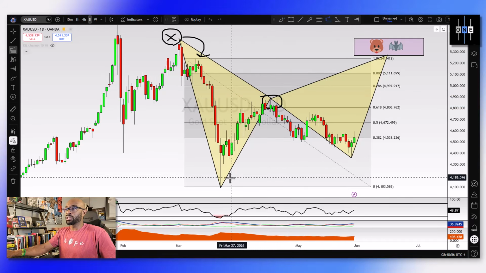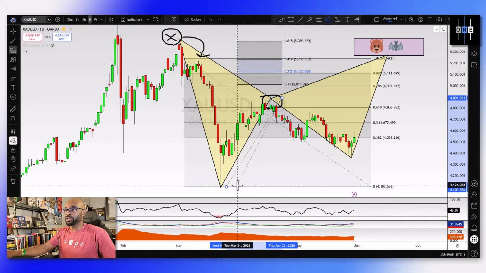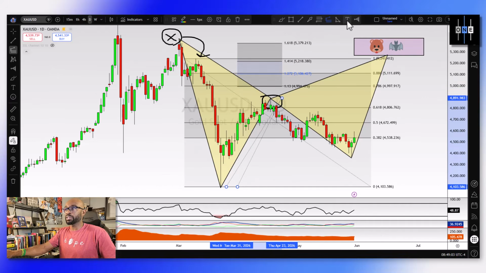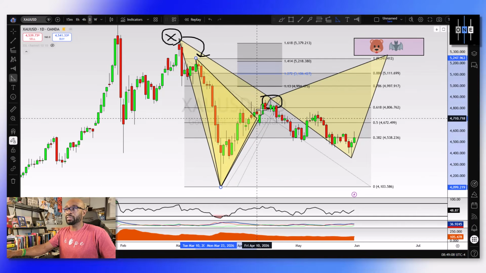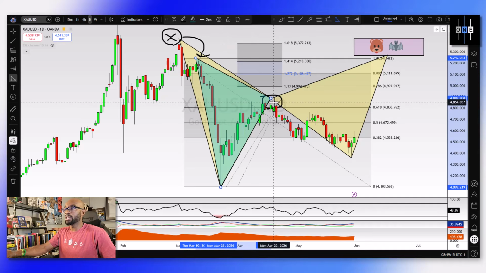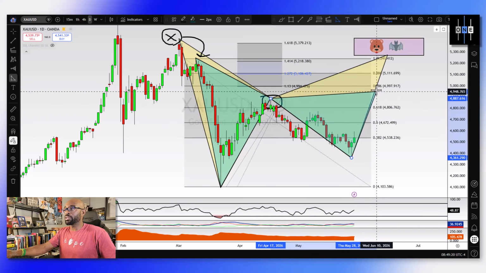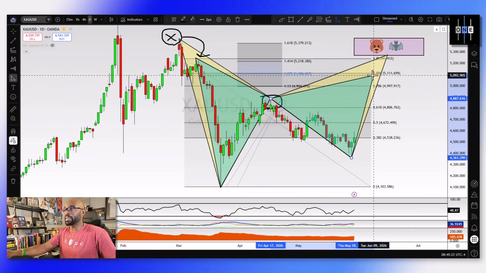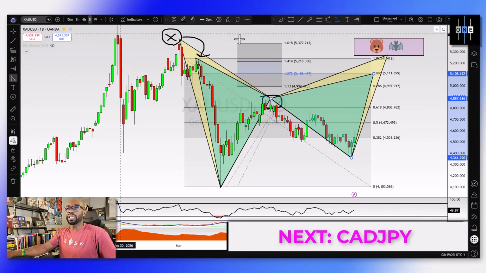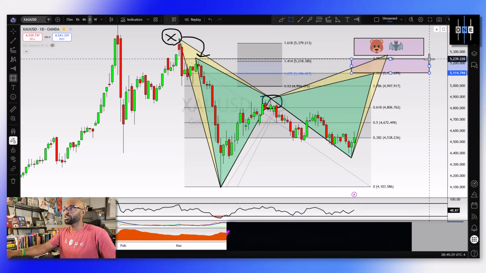So instead of looking for a bat pattern, because we hit the 618 Fibonacci retracement, we are going to be looking for a Gartley pattern. That's going to look something like this: swing high, swing low, X to A to B right here. Let's go ahead and make this a different color so it stands out. Blue. Yeah, there we go. Our B to C leg is going to be down here, and our Gartley pattern is going to complete right at our 127 Fibonacci extension, which is right here. And the Gartley zone is going to be from here to here.